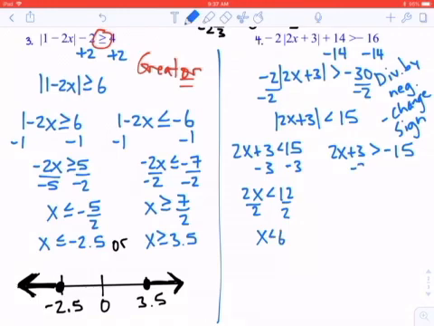And then let's look at the other one. So let's subtract 3. We have 2x is greater than negative 18. Divide both sides by 2, and x is greater than negative 9.